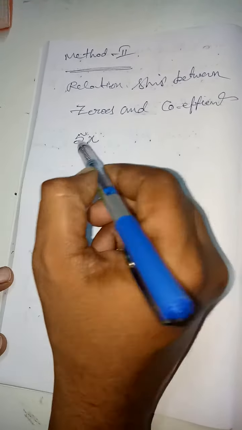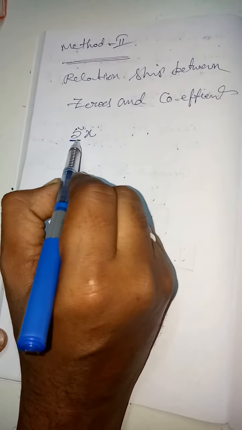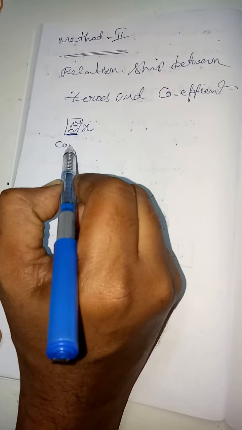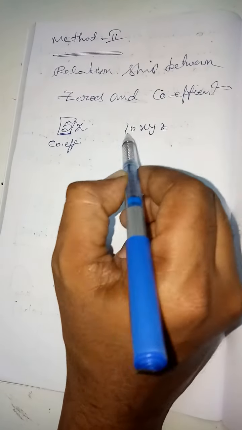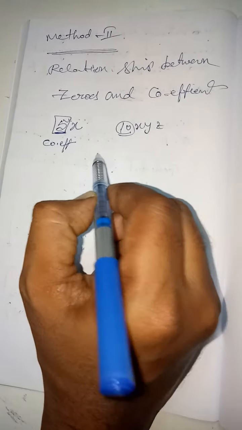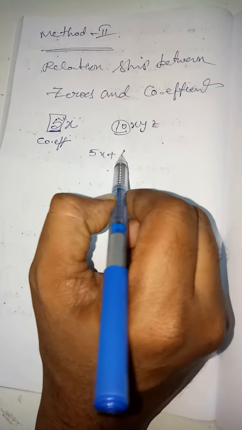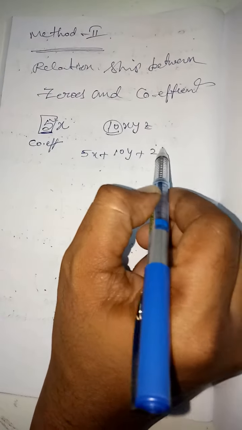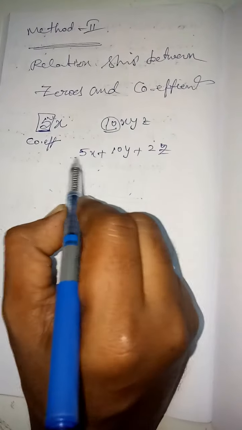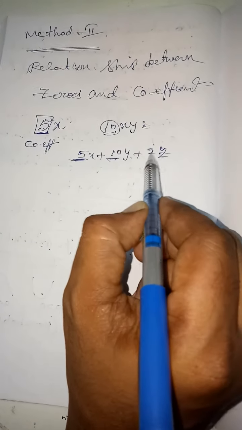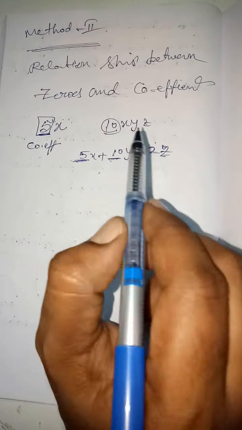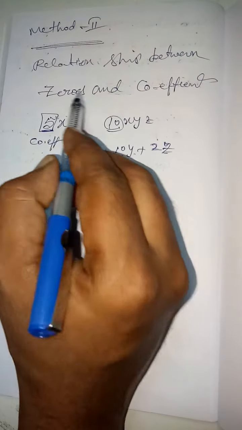In 5x, 5 is called the coefficient of x. In 10y, 10 is called the coefficient. So in 5x plus 10y plus 2z, what are the coefficients? Here the x coefficient is 5, the y coefficient is 10, the z coefficient is 2. These are the coefficients. Now what is the relation between the zeros and coefficients? This is a very important topic, please listen carefully.